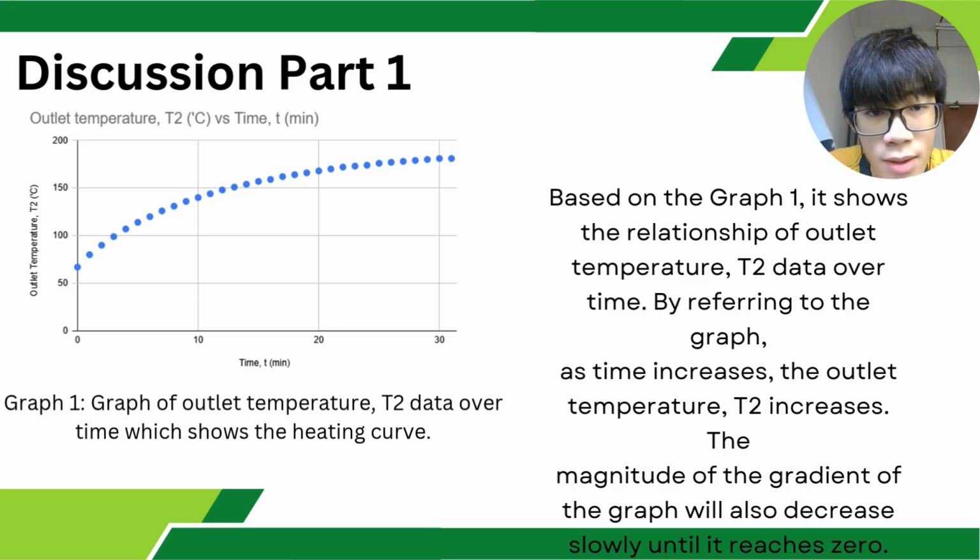So this is graph 1. Based on graph 1, it shows the relationship of outlet temperature T2 data over time. By referring to the graph, as time increases, the outlet temperature T2 also increases. The magnitude of the gradient of the graph will also decrease slowly until it reaches 0.